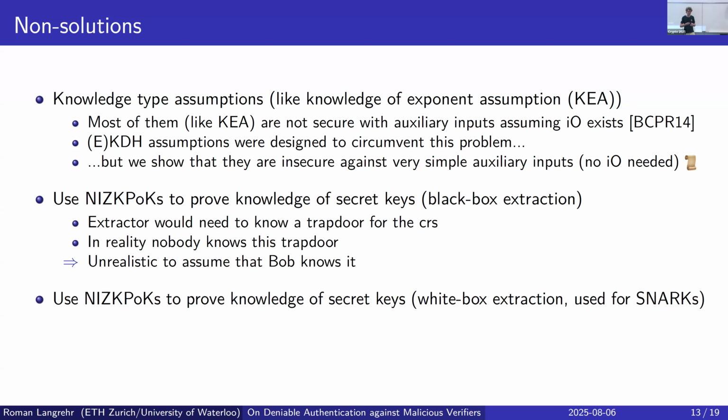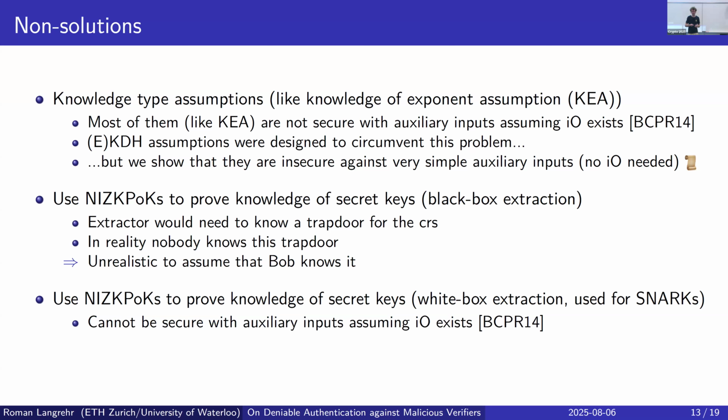Another version to formalize proof of knowledge for NISIX is via white box extraction, which is typically used for SNARKs. That guarantees that for every algorithm that generates a proof, there exists an extractor that can extract the witness using the same random coins as the adversary that generated the proof. So this would match perfectly to our definition. But unfortunately, again, this impossibility result kicks in that shows that this cannot work when we have this auxiliary input.